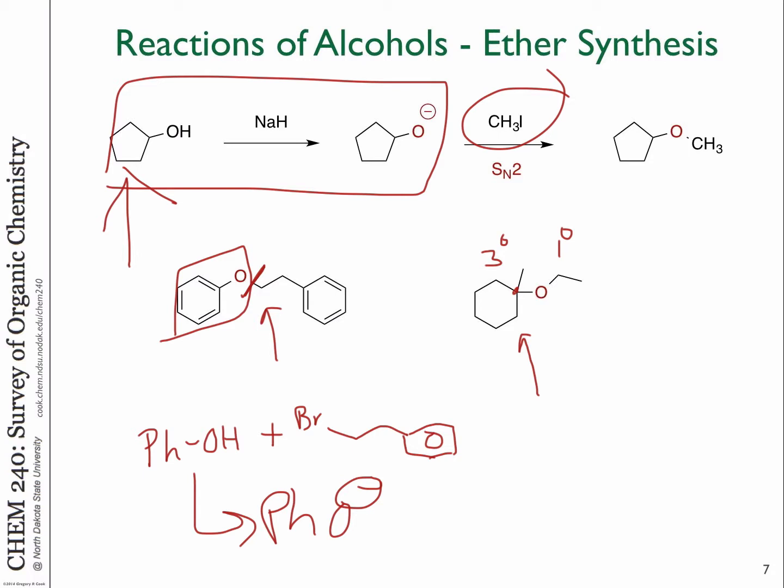So obviously, the only way you could do this one, you're not going to do a substitution on the carbon that's tertiary. So that's not the bond you want to make. The bond you want to make is to the primary bond. So the primary halide plus the alkoxide generated from that alcohol.